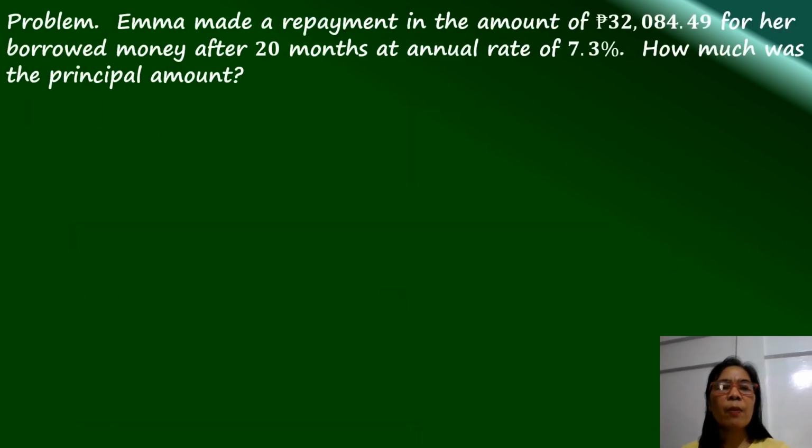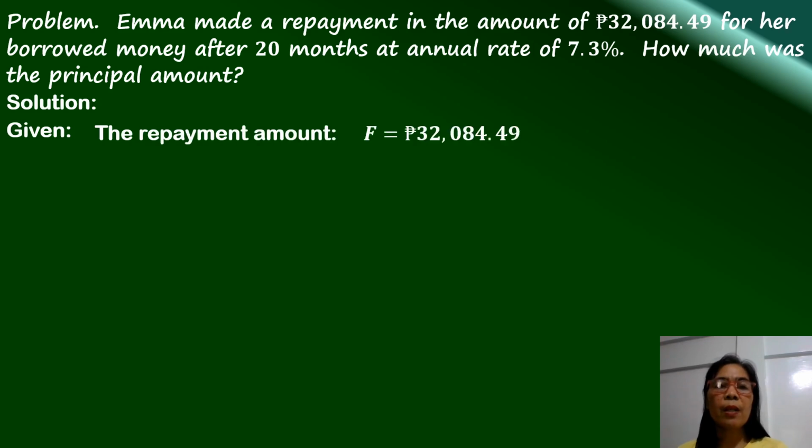Let us solve this problem. Emma made a repayment in the amount of 32,084 pesos and 49 centavos for her borrowed money after 20 months at an annual rate of 7.3%. How much was the principal amount?